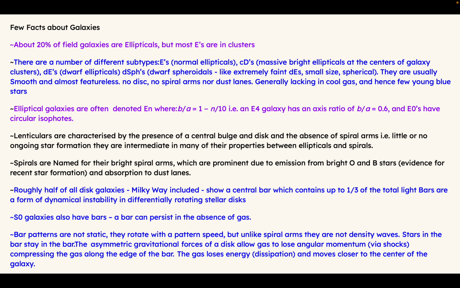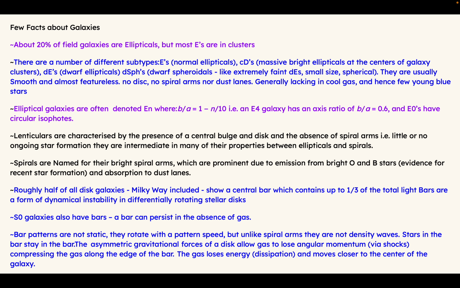And we know that the O type and B type stars die within 100 mega year. O type stars die within 10 mega year, and B type stars die within 100 mega year. So there is evidence for recent star formation. If you find evidence of O or B type stars, you can say that a very late time star formation event happened in those systems, and these spirals also show absorption due to dust lanes.